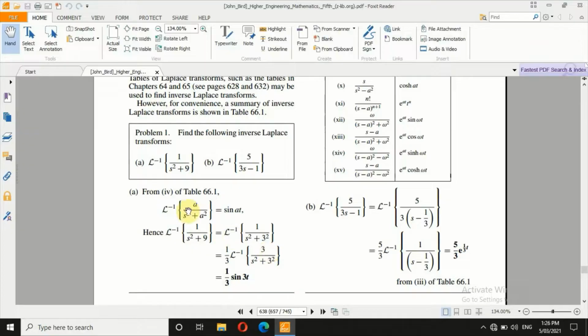You remember, we have a here, so a is 3. By the time you put 3 at the top, you need to put 1 over 3 in front, because this 3 cancels that 3. So that is why you can now see that the answer is 1 over 3 sine 3t.